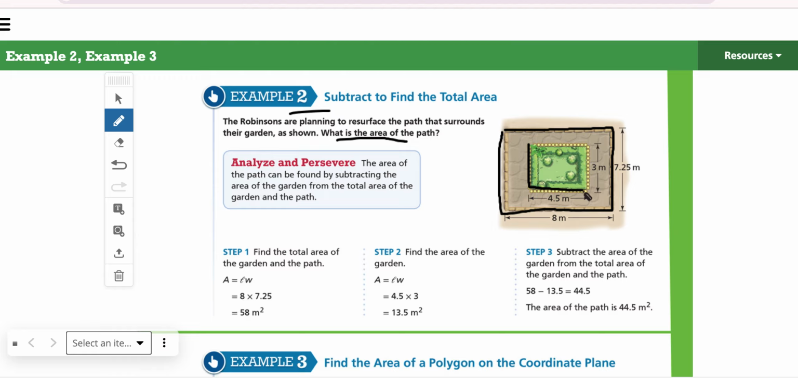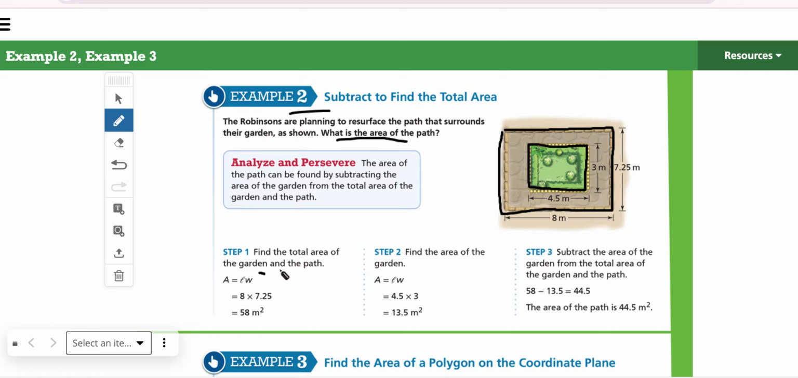Okay, so we need to find only the area that is brown, only this area. So in order to do this, you need to think about if you don't want the green part, you're gonna take that away because you don't want it. So you're gonna subtract it. So you're gonna find the area of the big rectangle, and then the area of the little rectangle, and then you're gonna subtract them because you don't want that green area, the green part, you don't want it.